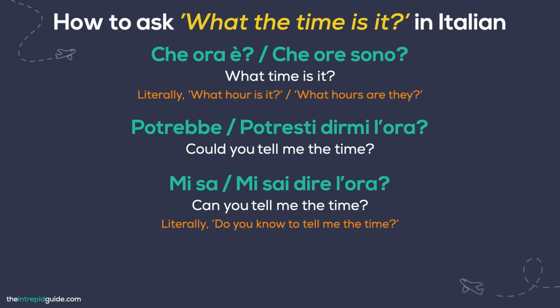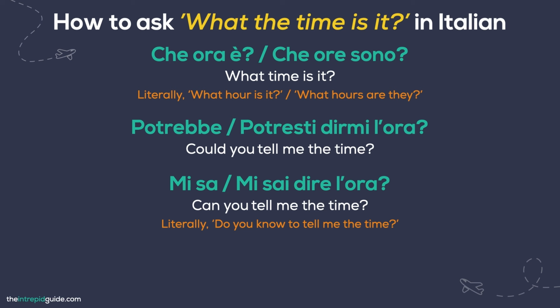This time using the verb sapere, to know. To find out how to use the verb sapere, watch this video here. Now this means, can you tell me the time, or do you know to tell me the time? Alternatively, you can ask, Sai l'ora?